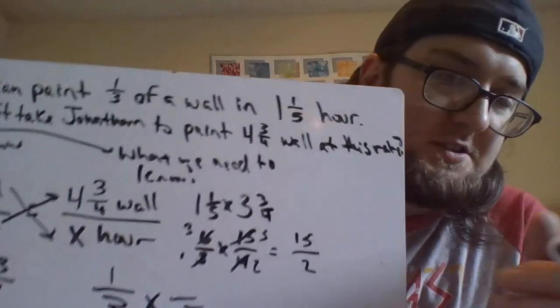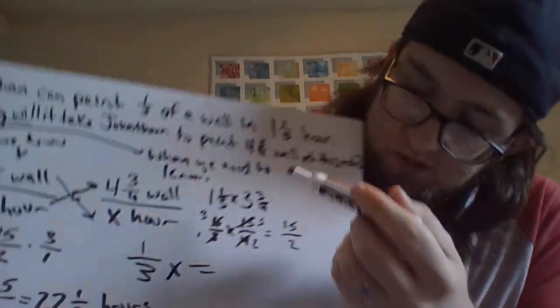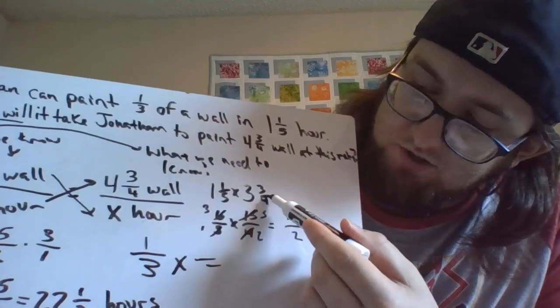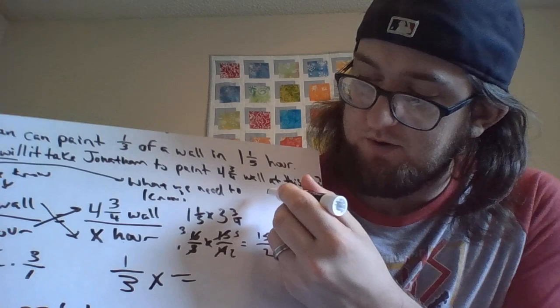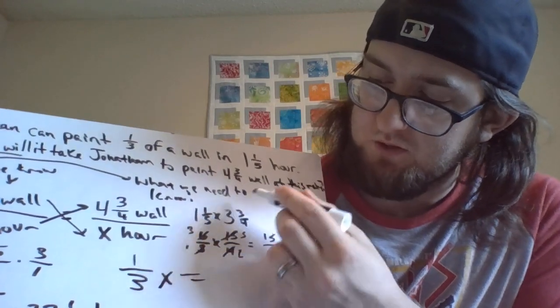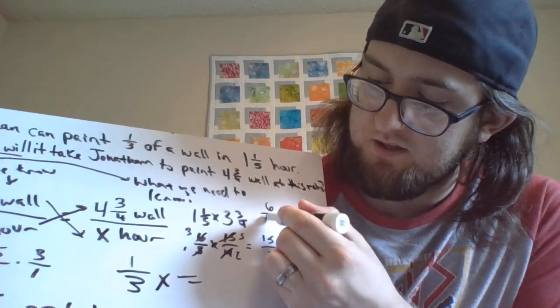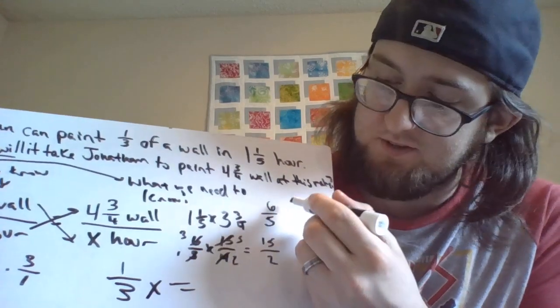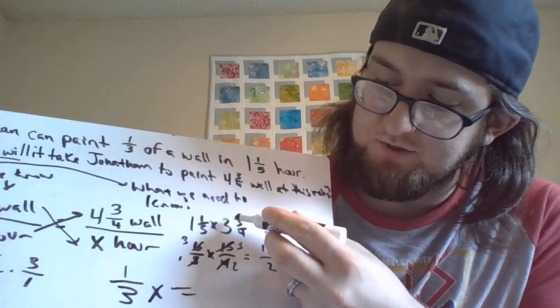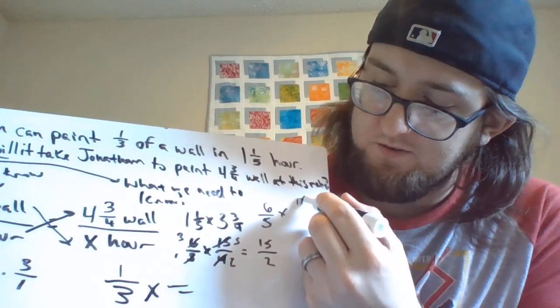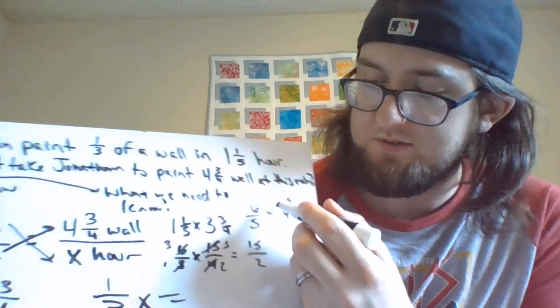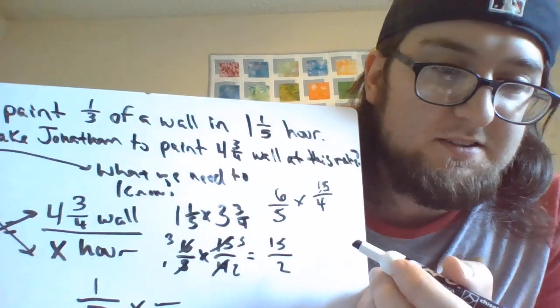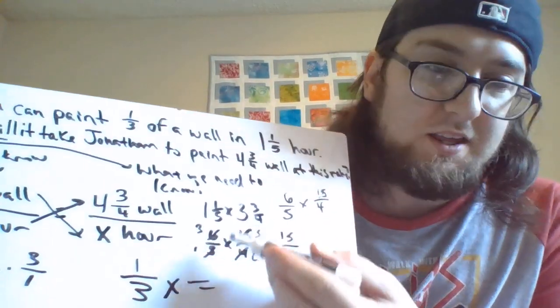And I'm just going to take you back here a few years and do a little review. So we've got 1 1/5 times 3 3/4. The first thing you want to do is turn them to improper fractions, and that would give you 6/5. Okay, 6/5 times, and what's that? 4 times 3 is 12, plus 3 is 15. 15/4. So 6/5 times 15/4. And I did the work here, but I'm going to show you again.